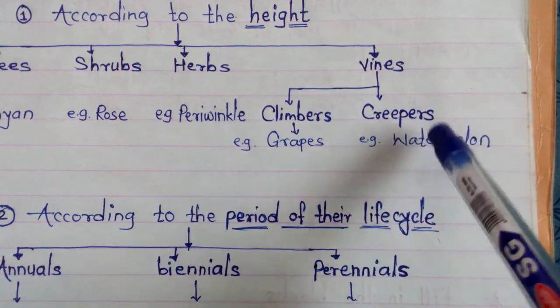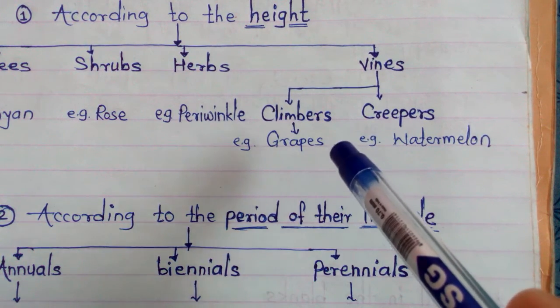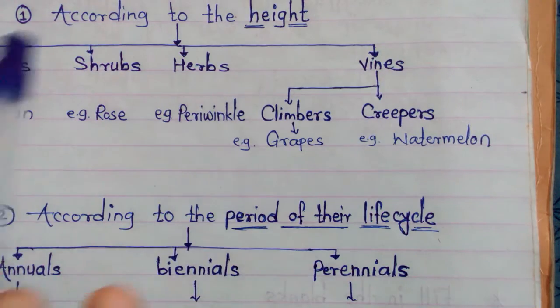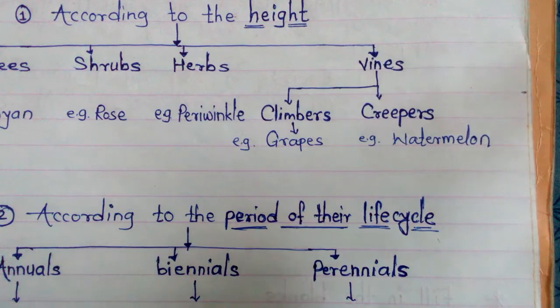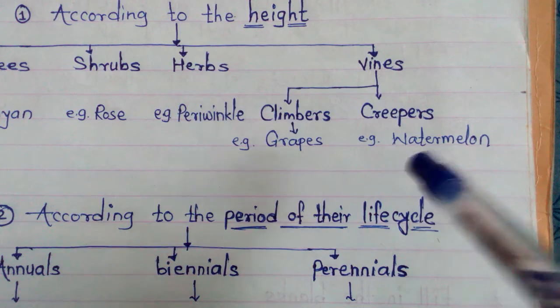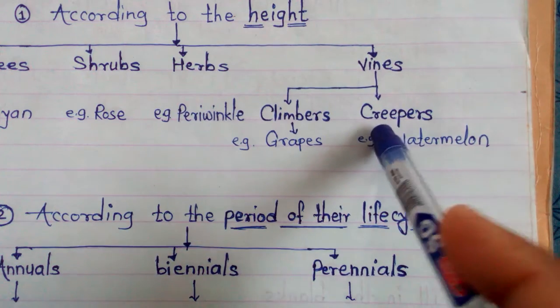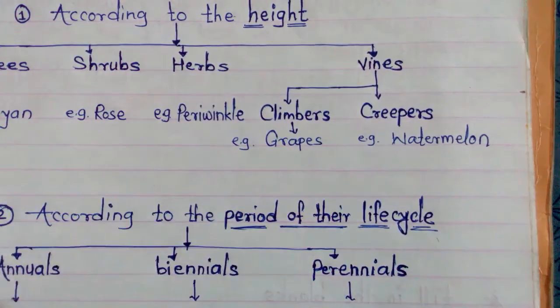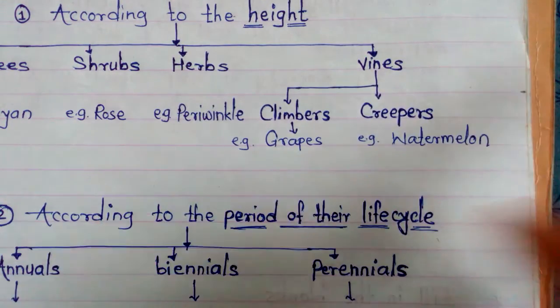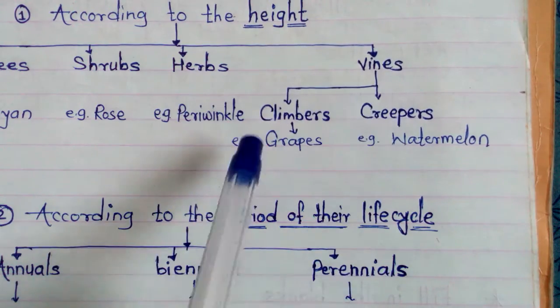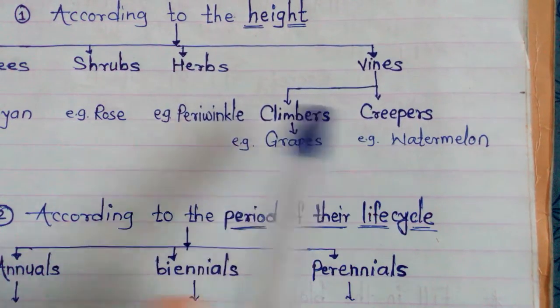Then creepers. Which ones are the creepers? They spread on the ground. The creepers spread on the ground because the fruit growing on the creeper is too heavy, and due to that, mostly they spread on the ground. That's why it is called a creeper. Okay, vines are classified into two types: climbers and creepers.